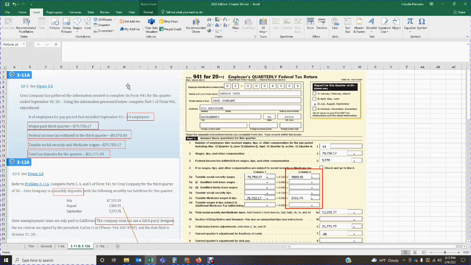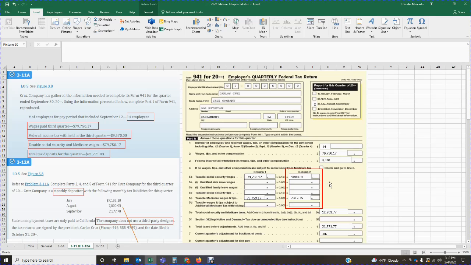So this is fairly straightforward for the 941. It just asks us for information. We enter the information. We multiply by the rates provided. And voila, that is it. So that is it for problem 311 and for problem 312.